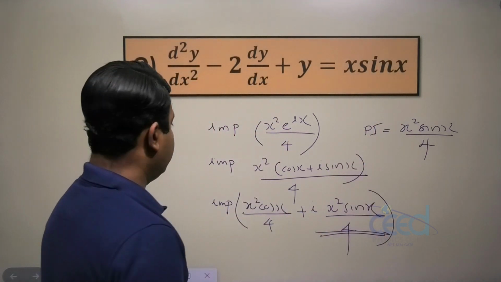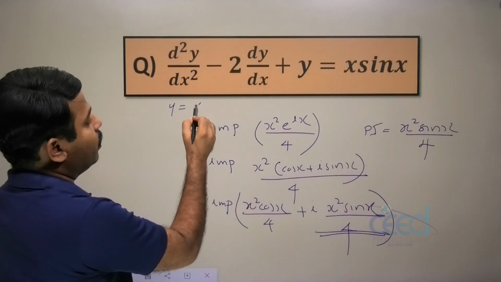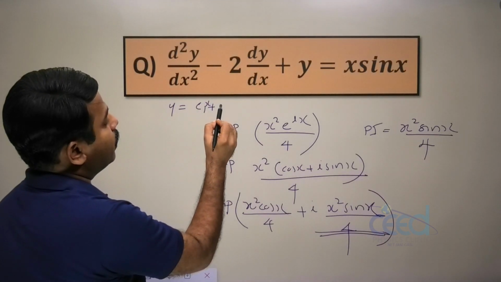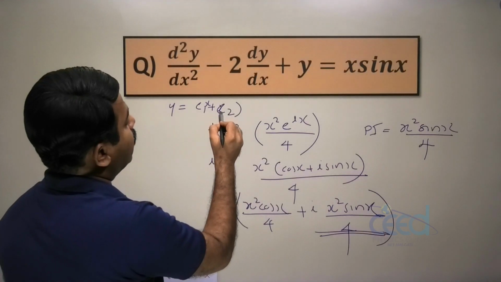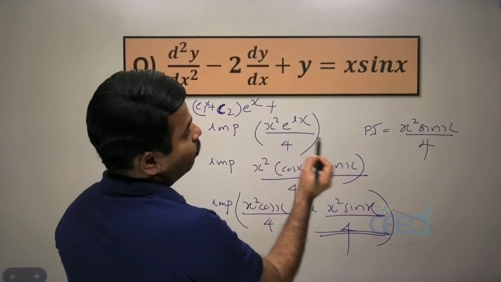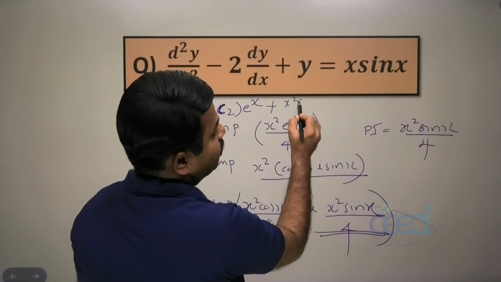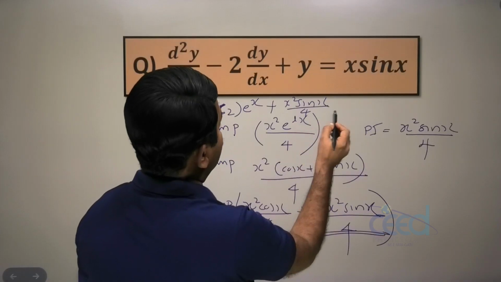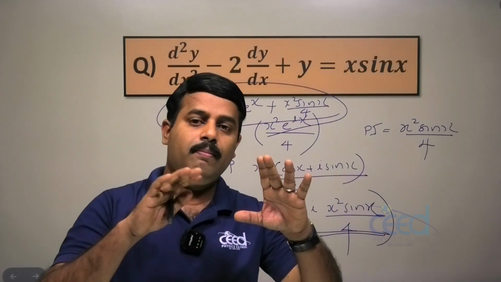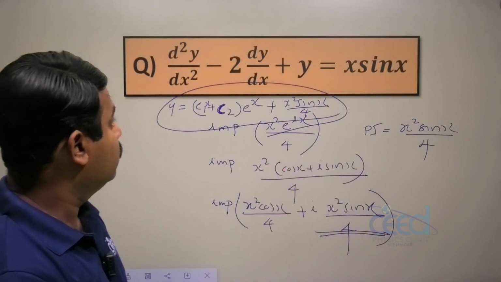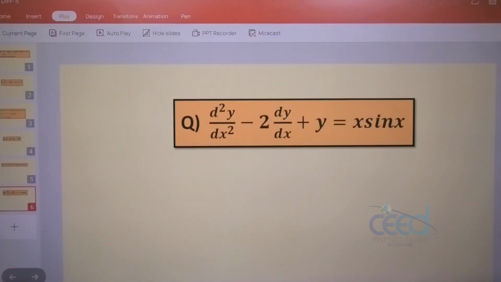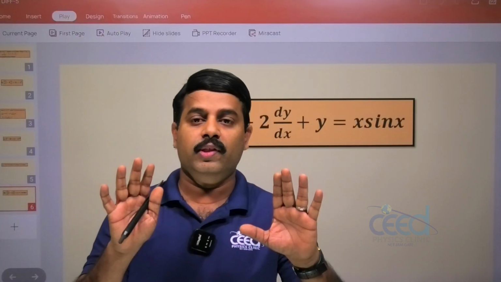After getting the particular integral, what is the complete solution? The complementary function we already solved, (c1 + c2x) e raised to x, plus the particular integral, x square sin x divided by 4. So this is the complete solution. Like this, mixed functions we can solve. I think this is all about this section.